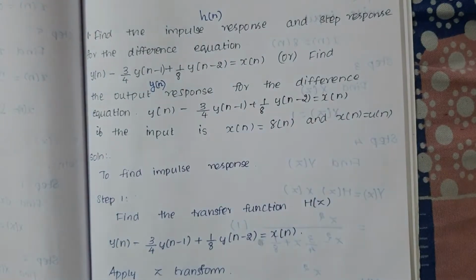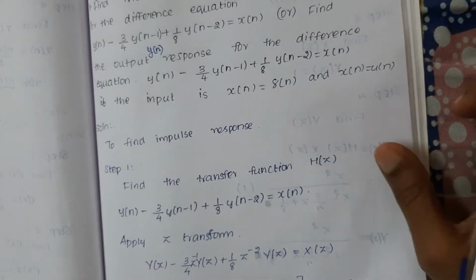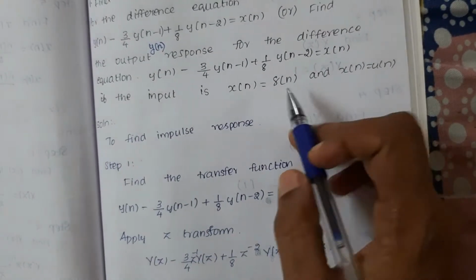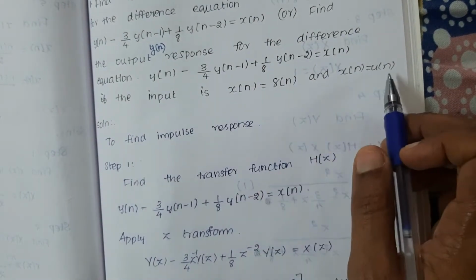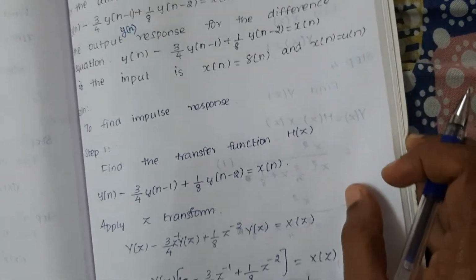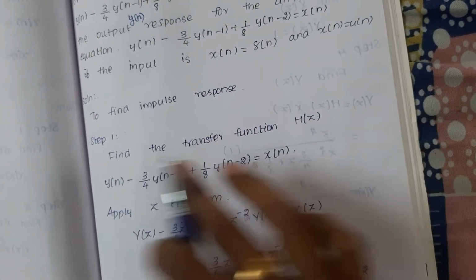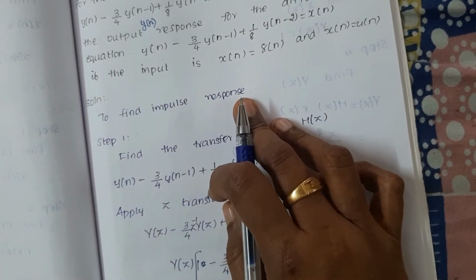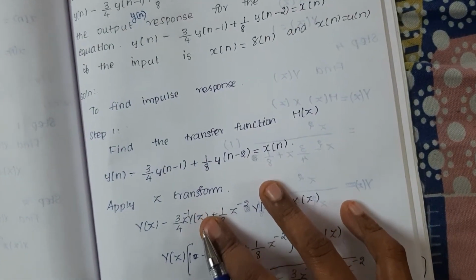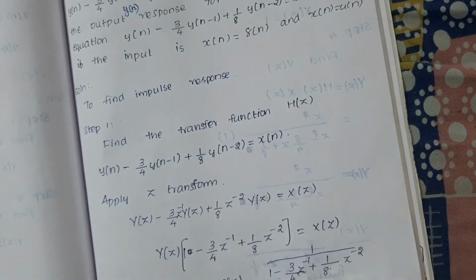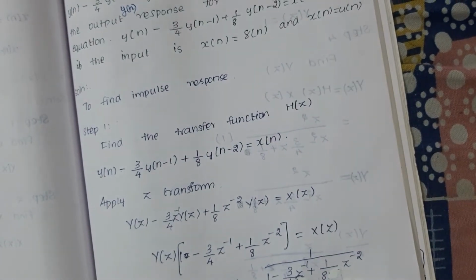So what do you mean by step response? We are considering the x of n value as two different values. For input, x of n is equal to del of n and x of n is equal to u of n. First we are going to find the impulse response, that is h of n. The step response you can consider as the output response also.